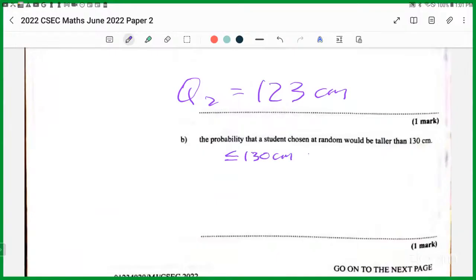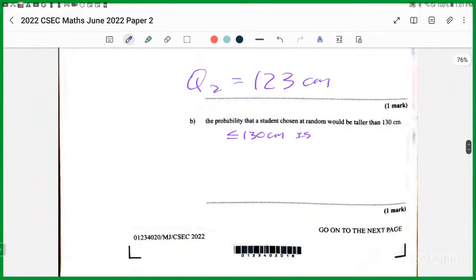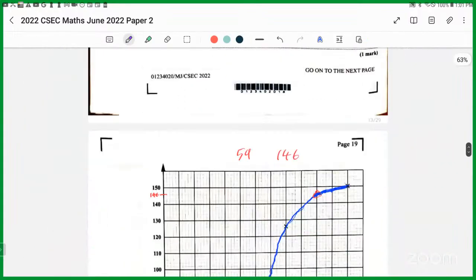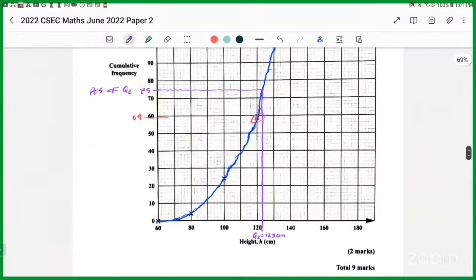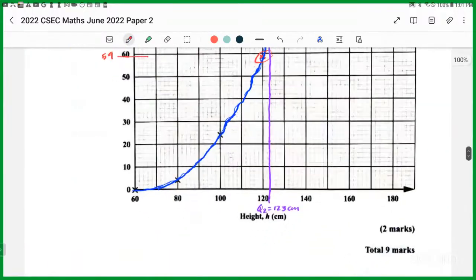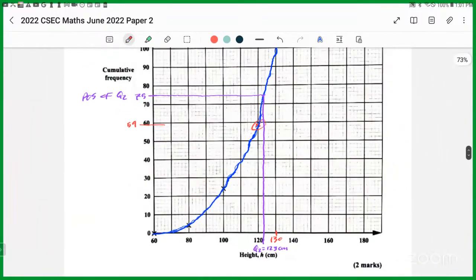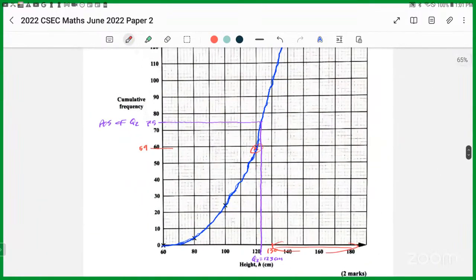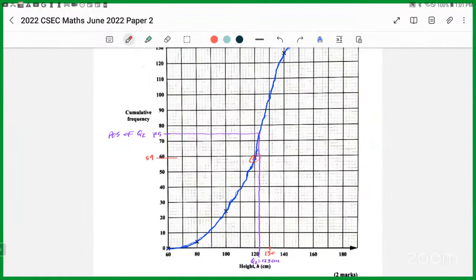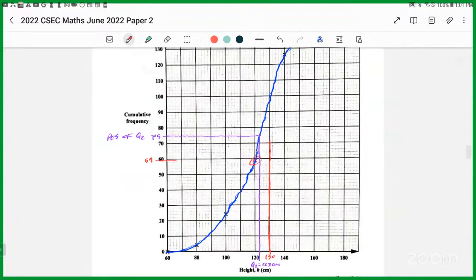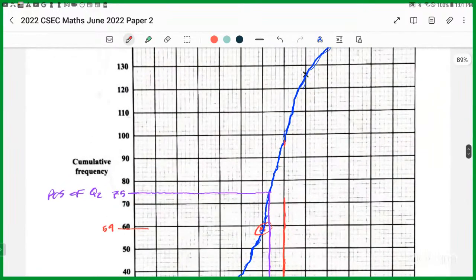How many students is that? Let's go on the graph and see. Down here, 130. So this is 120, 140. This is 130 right here. So come on the graph. You really want the students out here, those who are taller than 130. Well, let's see how many students are less than 130. So I'm coming up on the graph on this 130 line until I meet the curve.